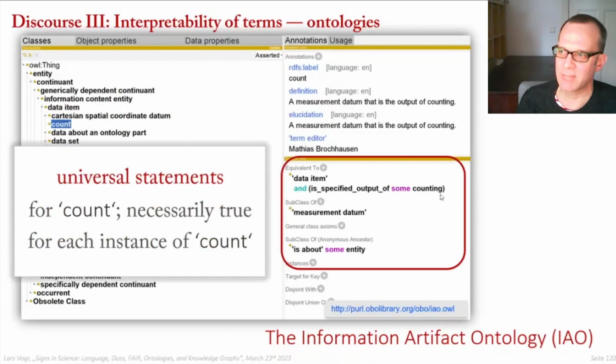Here, Manchester syntax it's called. And it translates basically to every instance of count is also an instance of the class data type. And it is an instance of a class that is defined as being an output of some process counting. So everything that is an information unit and that is the output of a count, where you count something, is an instance of count. That's what it means, basically.